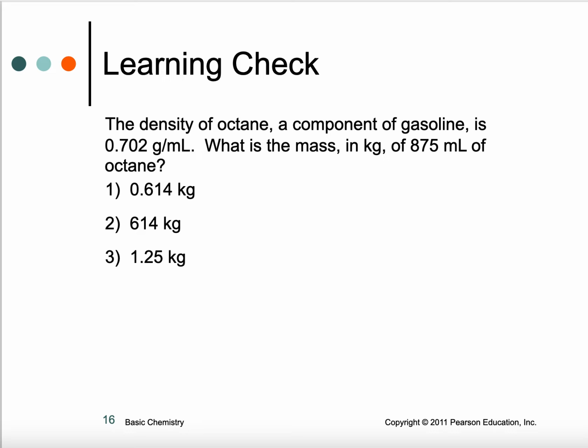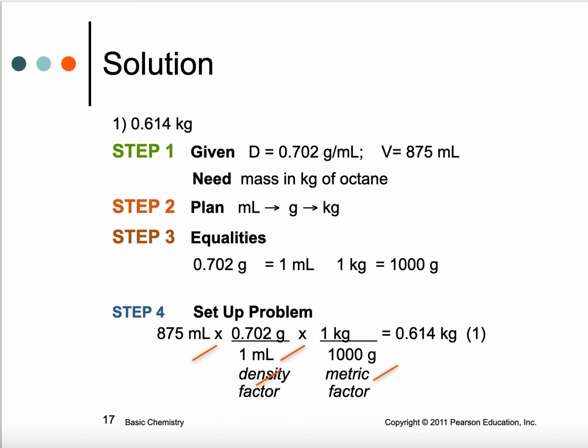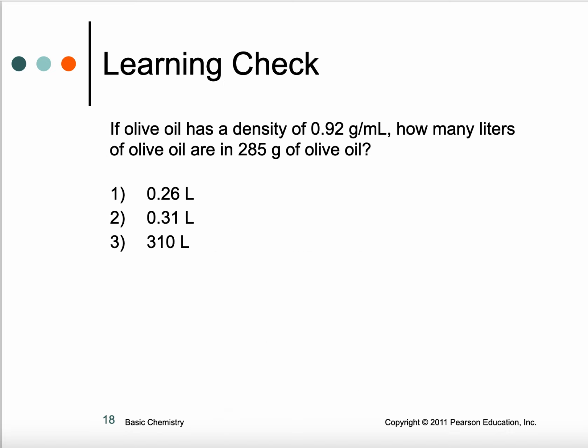Okay, solve for X by multiplying 875 by 0.702. Find out how many grams that is. And then, 1,000 grams in a kilogram, so divide by 1,000 to get this. Okay. Try as you can, and then we'll do a lot of these in class. Okay, so that's what they're doing here.